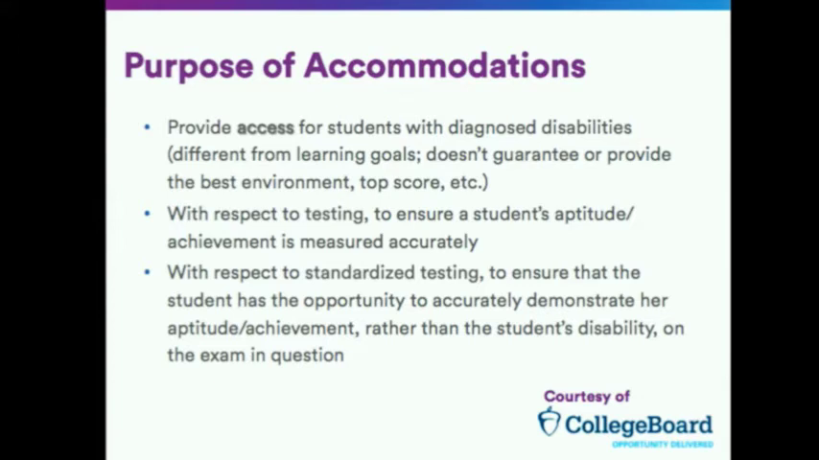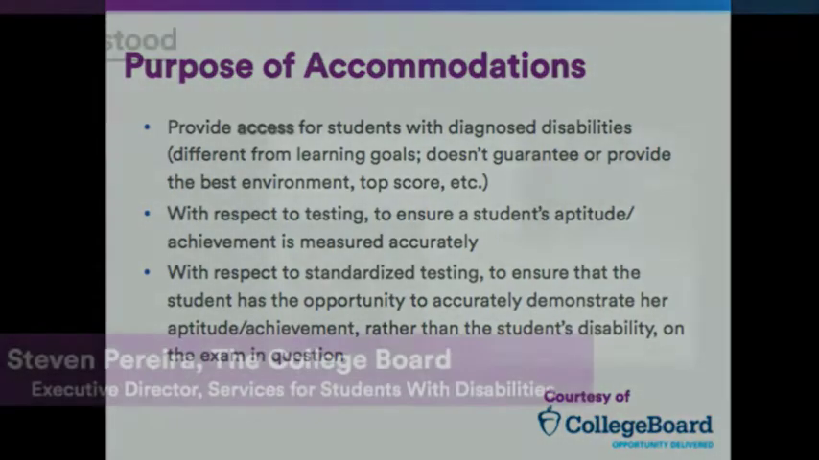When you get to a standardized test, however, things become a little more restricted because we're talking about a nationally standardized test, and we're really looking at ensuring with an accommodation that the student has the opportunity to accurately demonstrate their knowledge, their ability, rather than their disability, but on that exam in question. And to ensure that the test is standardized, that the score is valid, you can't change a test so significantly that it alters the test construct and the validity of that score at the end.